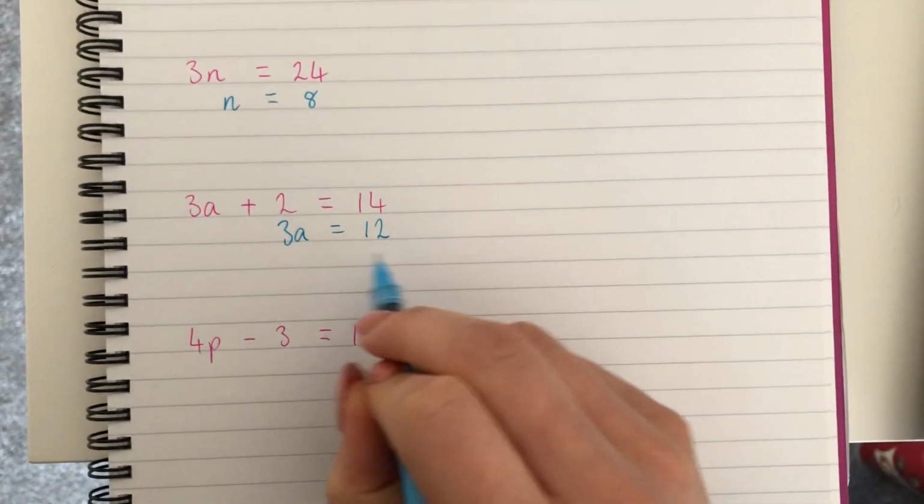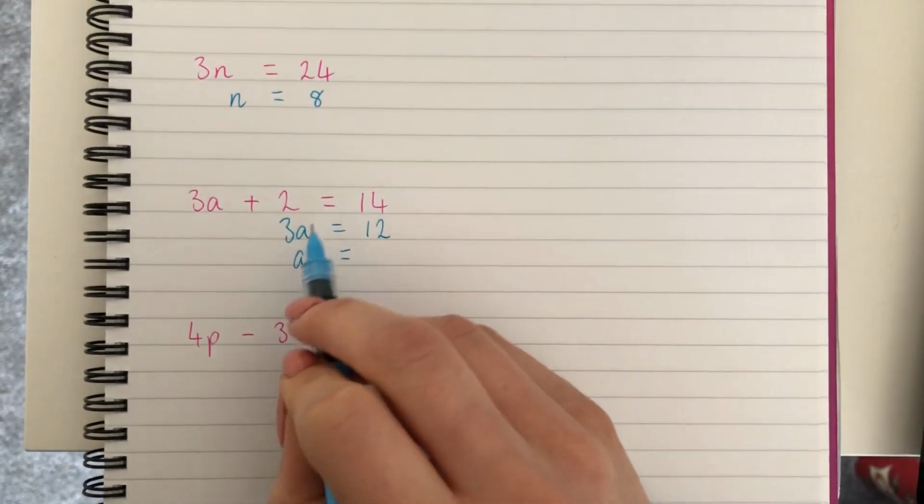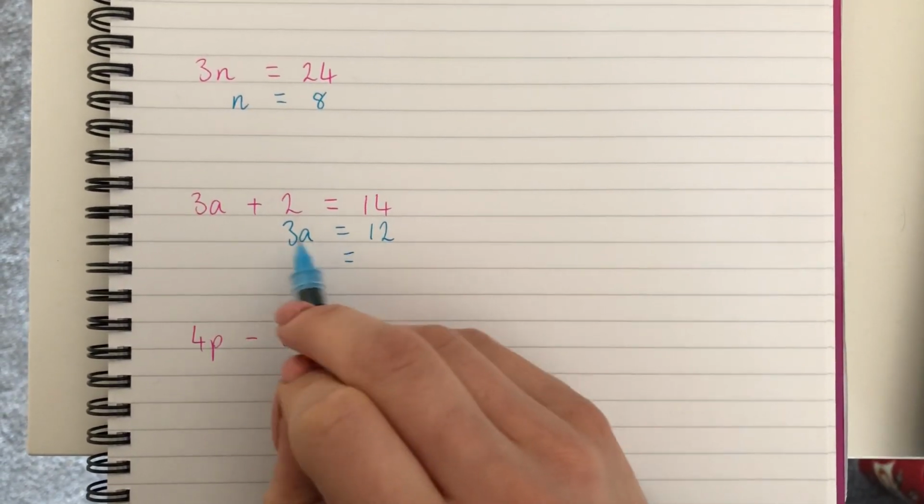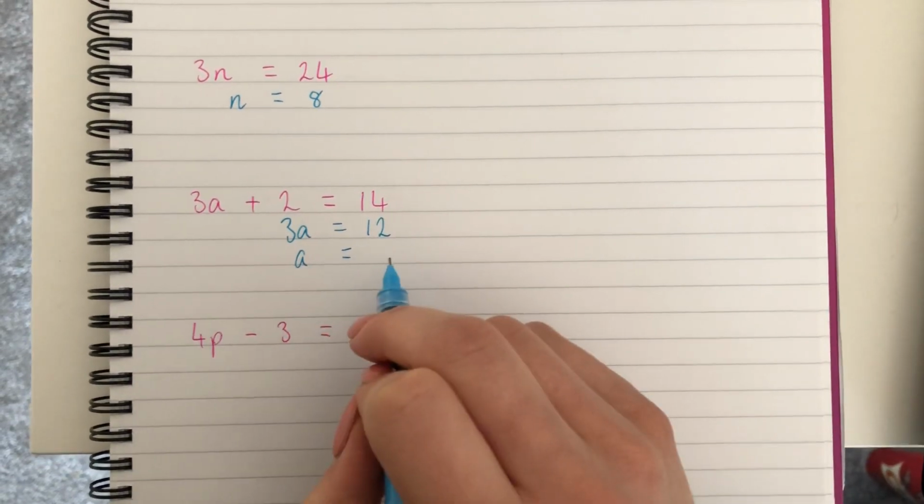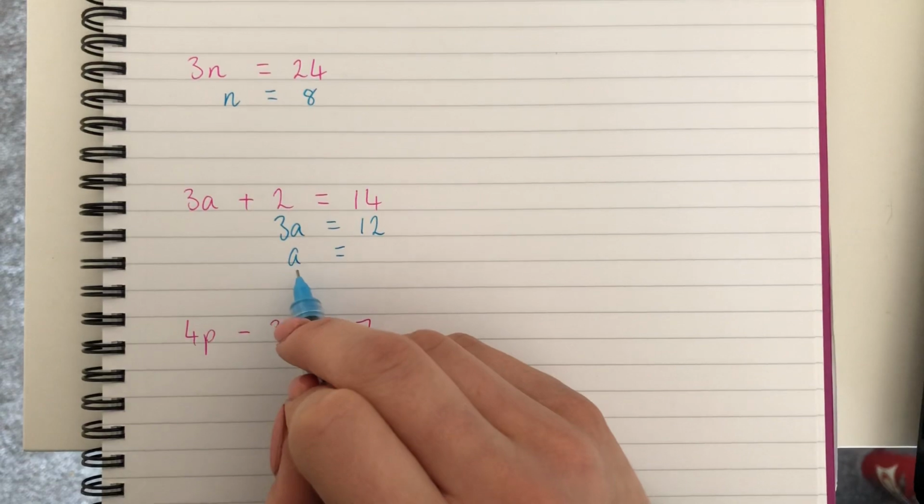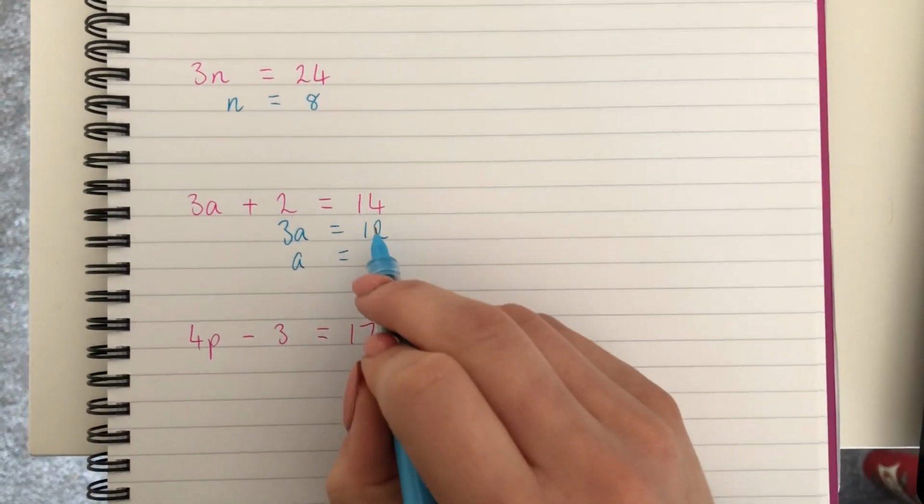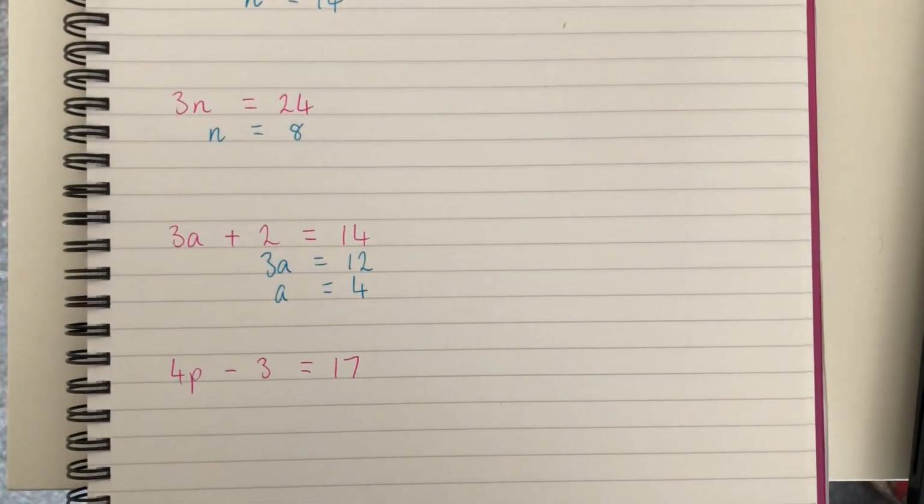We then still need to keep going because we need to work out what 1a is worth. So remember, 3a means 3 multiplied by a number. So we need to do the opposite of multiplication, which is division. So we need to divide both sides by 3. So 3a divided by 3 is just one lot of a, so a. And then 12 divided by 3 is 4. So a equals 4.